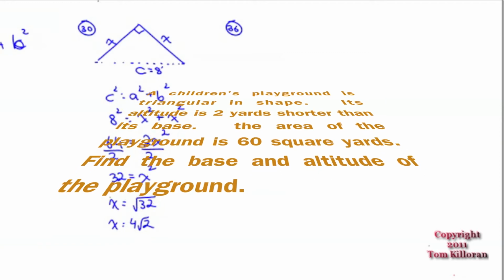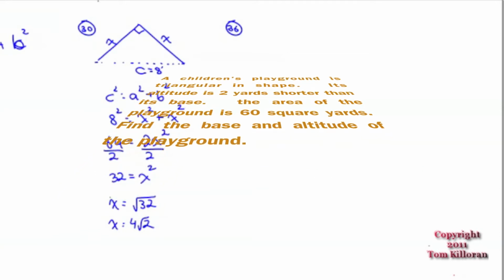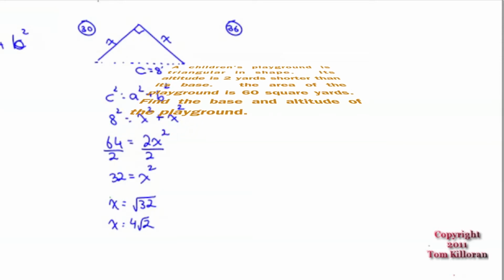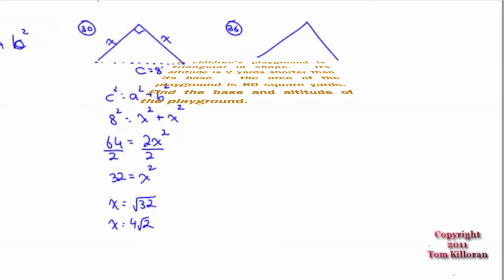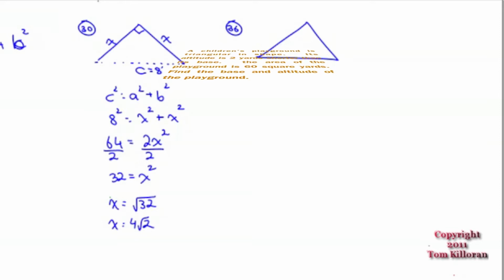All right, so the children's playground is triangular in shape. Does it tell you what kind of triangle? Don't assume it's a right triangle then. It's just some weird triangle. So draw basically a scalene triangle. Shouldn't look anything like a right triangle. Oh, mine always do. But it's supposed to be scalene.